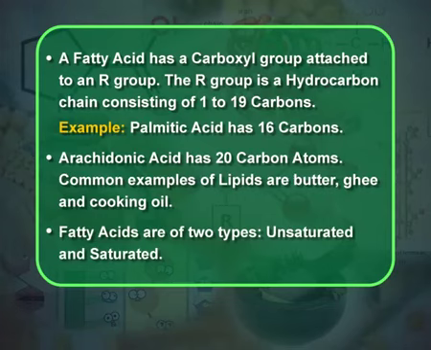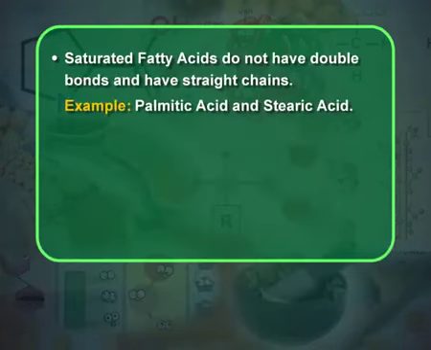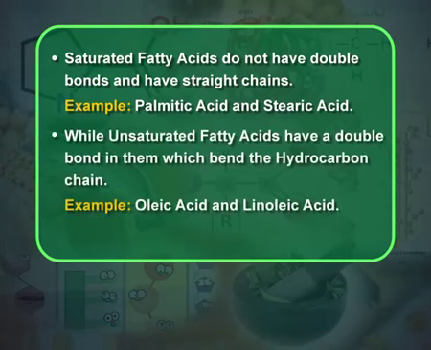Fatty acids are of two types. What are these? These are the unsaturated and the saturated type of fatty acids. Now what is the difference between unsaturated and saturated fatty acids? Friends, saturated fatty acids do not have double bonds and they have straight chains. For example, palmitic acid and stearic acid. While the unsaturated fatty acids have a double bond in them which bends the hydrocarbon chain. For example, oleic acid, linoleic acid and linolenic acid.